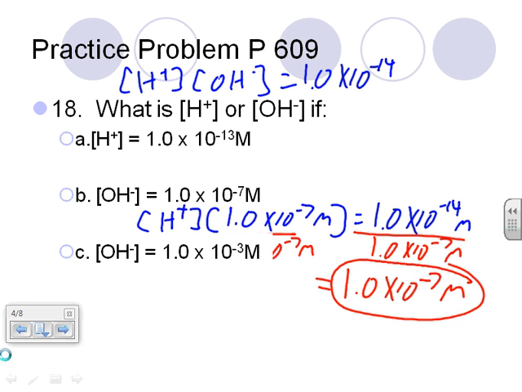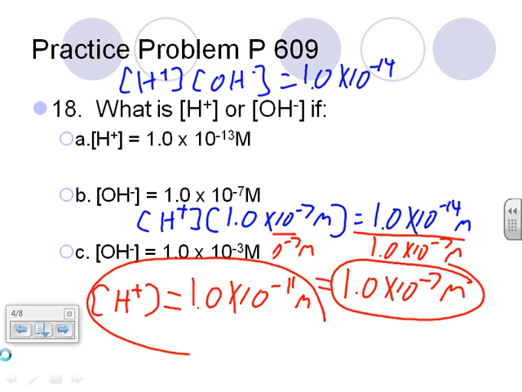You can do the same thing. You can work this problem out yourself. Do it on your calculators. Check it out. See what you get. Do the calculations. See what you can get for the concentration of H+. So you try that one. And the answer will be 1.0 times 10 to the minus 11th molar for that one. Try it yourself. See if you get that answer.